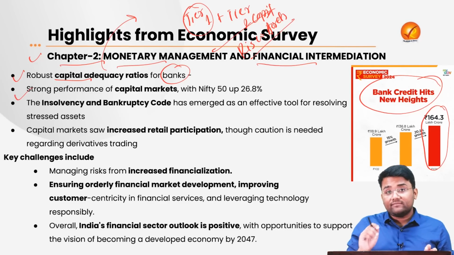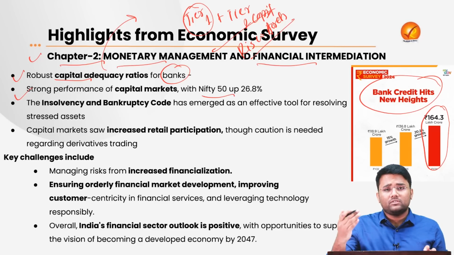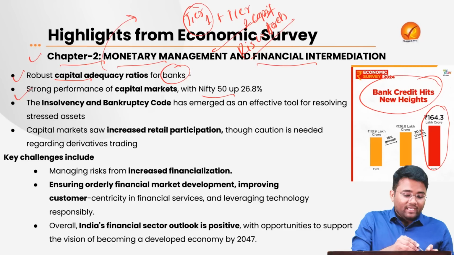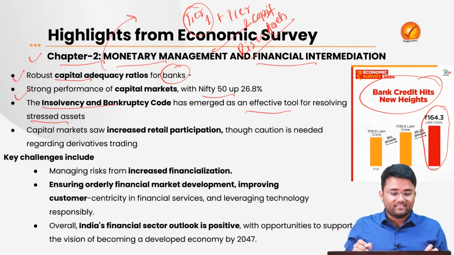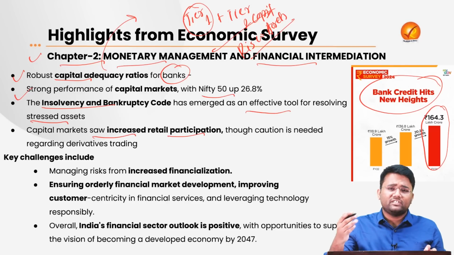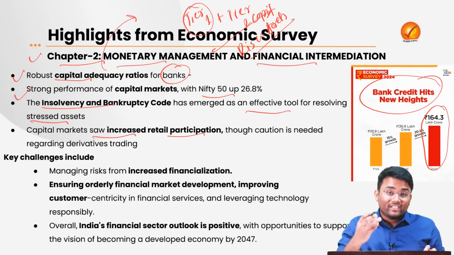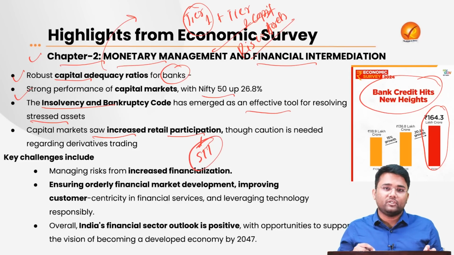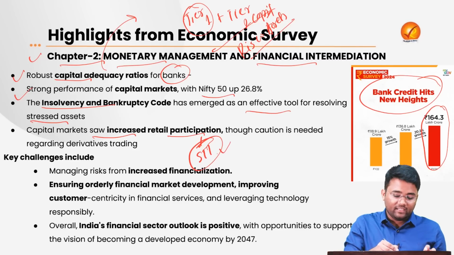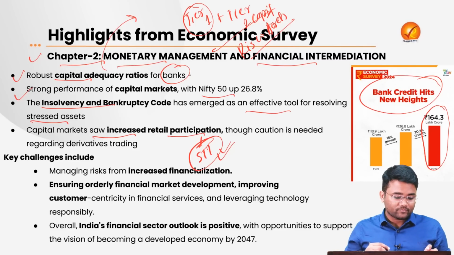The capital market has seen a strong performance with Nifty 50 up by almost 26.8%. The Insolvency and Bankruptcy Code has also emerged as an effective tool for resolving stressed assets. The capital market saw increased retail participation. In the past few quarters, we have seen an increased trend in retail participation. The securities transaction tax that the government is collecting on the buying and selling of securities on the stock market has also seen an uptrend, and that has also led to increased direct tax collection.